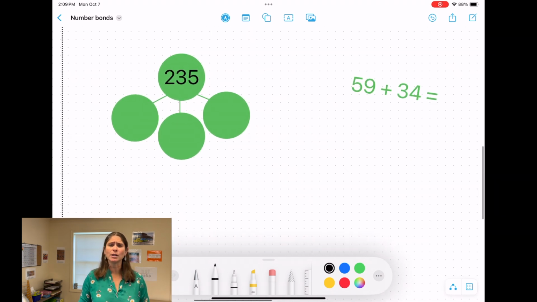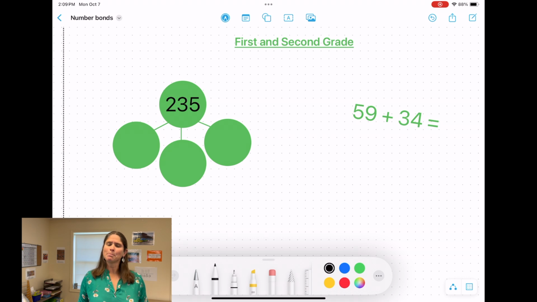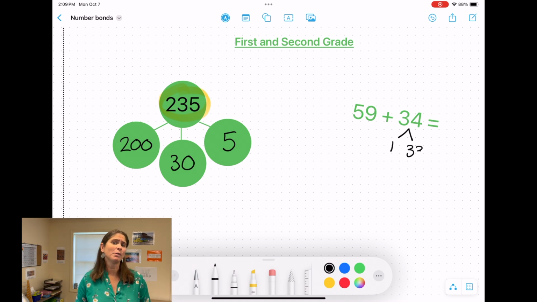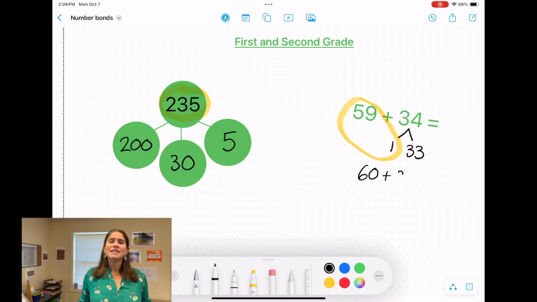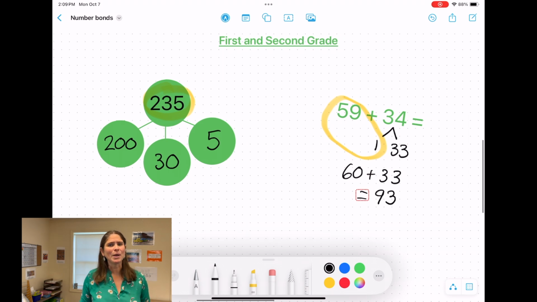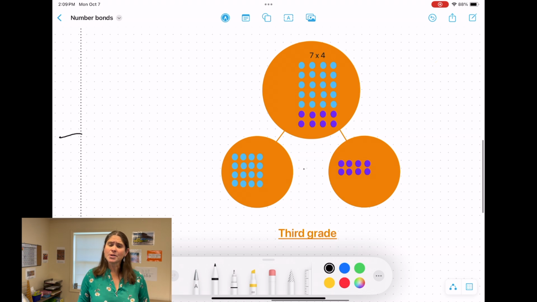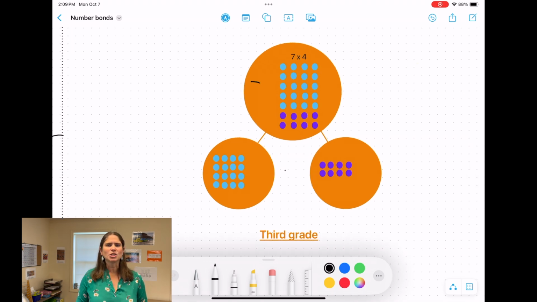In first and second grade, we build on this idea by taking big numbers and breaking them apart into their place value so that we can add and subtract them more easily. We also use number bonds to help illustrate how a student can make a close but friendly number, like taking a 1 from the 34 to give to the 59 and making it 60. Now all of a sudden we can do difficult addition and subtraction problems in our head by knowing parts and totals.